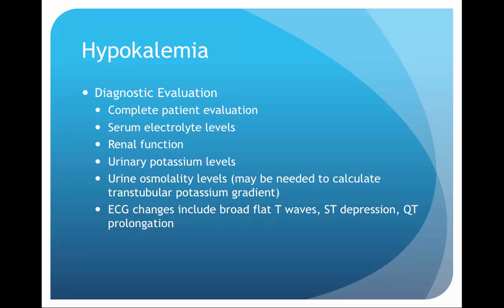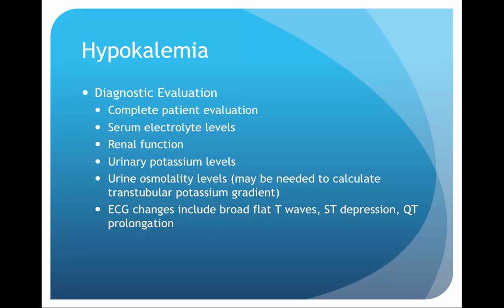The diagnostic evaluation, of course, begins with a complete patient evaluation, focusing on medication use, dietary habits, and symptoms suggestive of a specific etiology. Assessment of serum electrolytes, including not only potassium but also magnesium as well as other serum electrolytes, can be helpful. Assessment of renal function and urinary potassium levels can be useful. The appropriate urinary response to hypokalemia would be retention of urinary potassium, thus excretion of increased amounts of urinary potassium would be abnormal. Urine osmolality levels can be assessed, and they can be used to calculate transtubular potassium gradient.